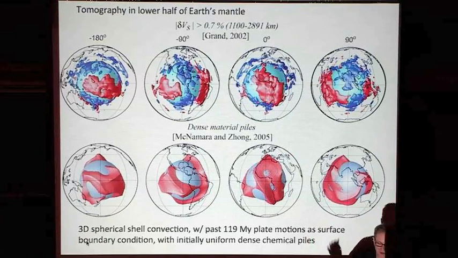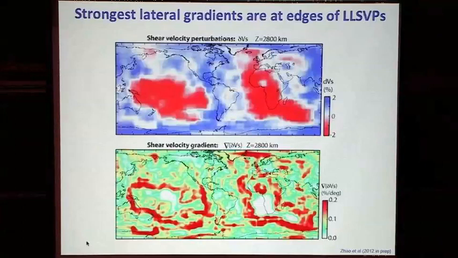So this might relate to where we should be motivated to choose our contours, Luis. Here, this is again a D-double prime slice, so low velocities, high velocities. This is the same model, but now taking the lateral gradient of this map. So just take a derivative in the horizontal direction of that map, you get this.